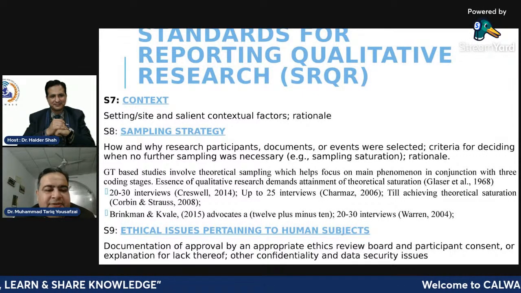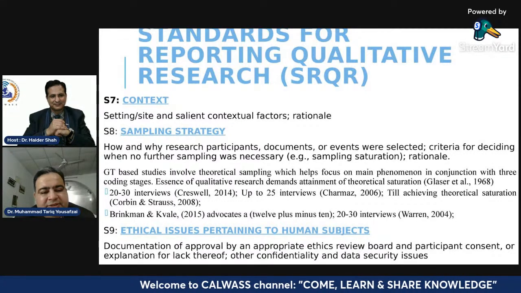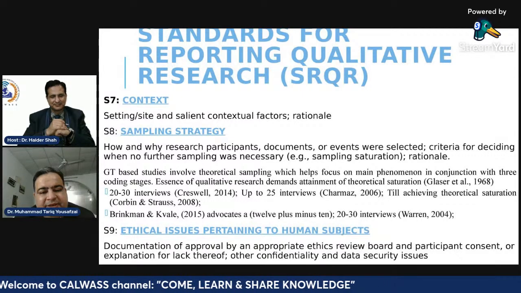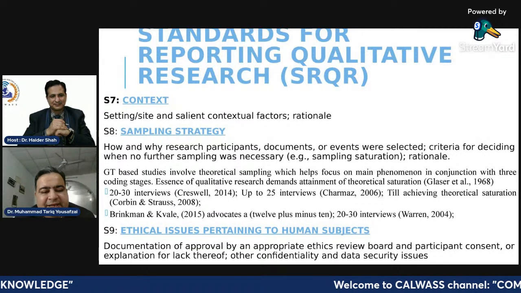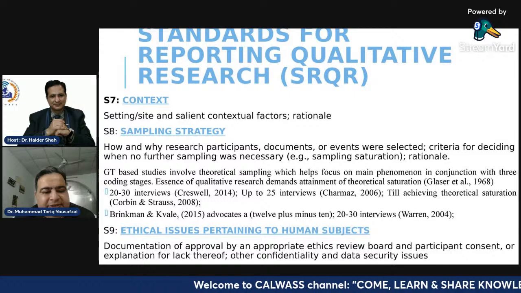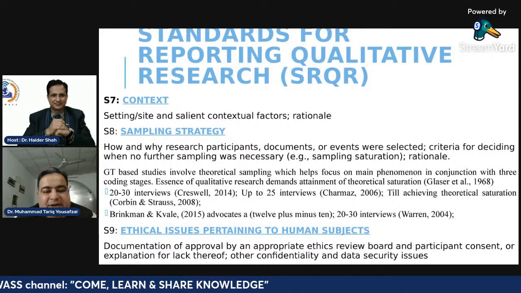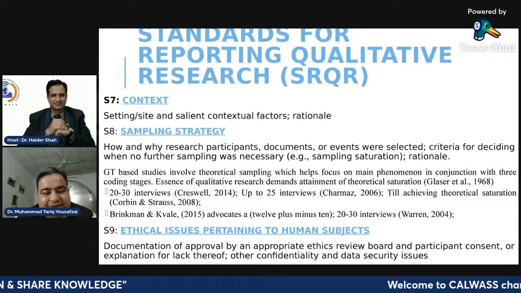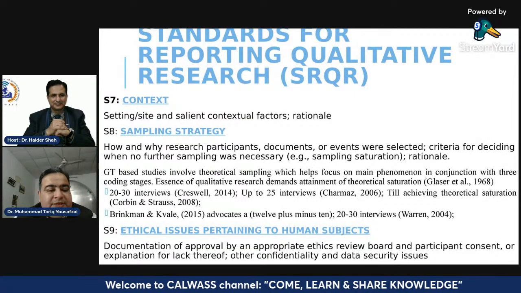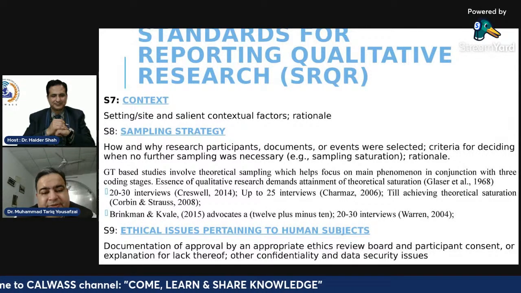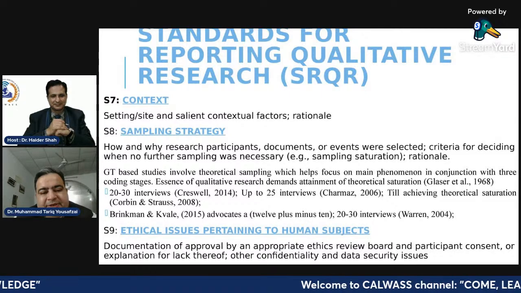There are slight variations in terms of Creswell 2014. They say that 20 to 30 interviews are adequate, whereas Charmaz 2006 says that up to 25. Corbin and Strauss emphasize the point of theoretical saturation, which I have already described. Then Brinkmann and Kvale advocate for 12 plus minus 1 interviews, 12 plus minus 10 interviews, and 20 to 30 interviews. Some authors even suggest up to 50 interviews, but that would depend upon the amount of resources in terms of time and finances, as well as your own stamina.